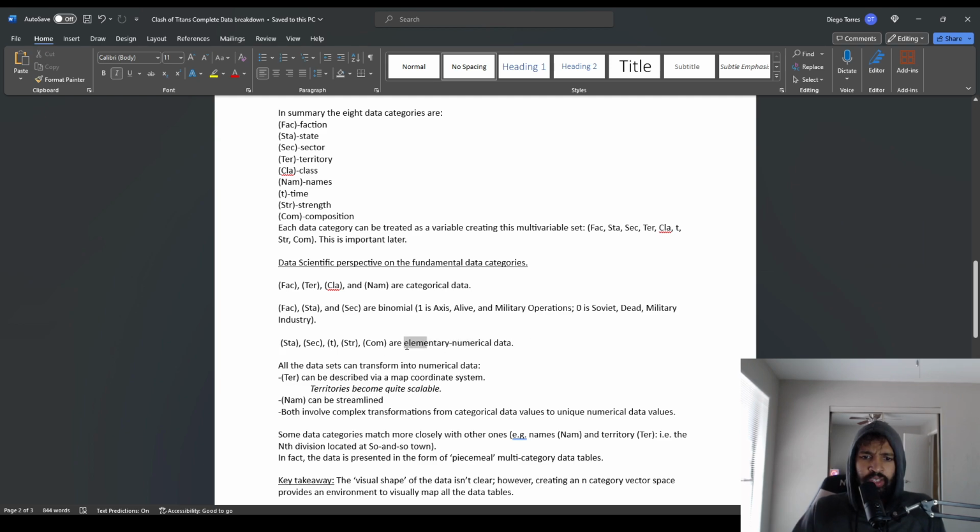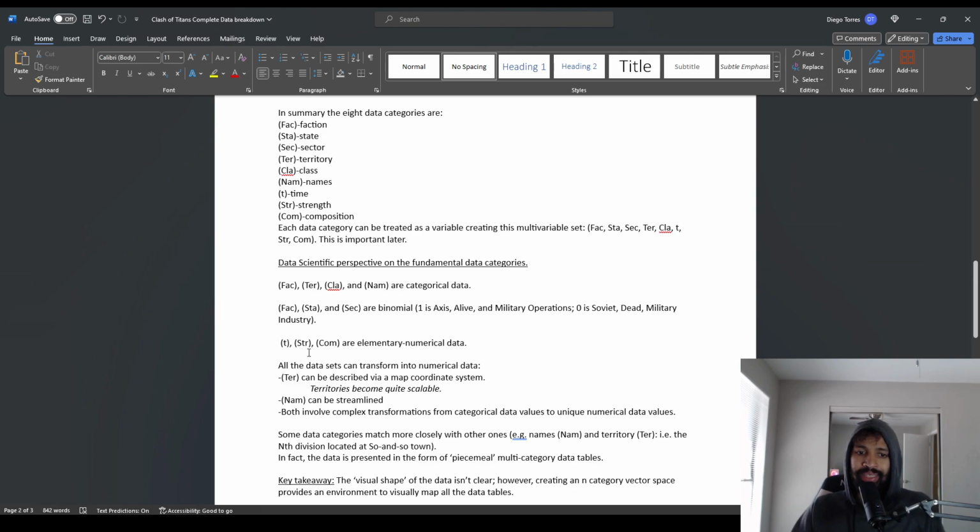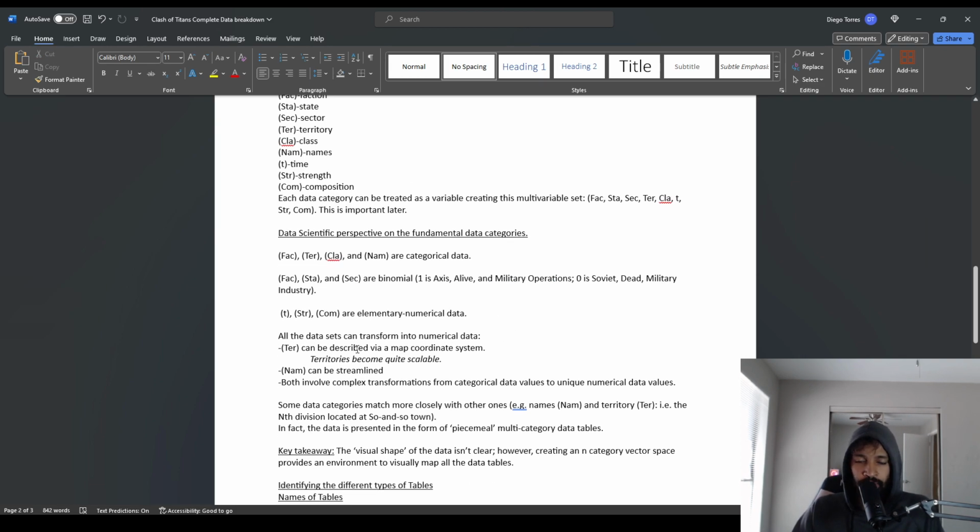I have some data sets here called elementary numerical data. They're just obviously numerical. So this includes things like the status, now that it's binomial, sector, it's also going to be binomial. Time, I think, is a little bit more obvious. Strength, composition. I may even get rid of these two as calling them elementary numerical. But time, the strength of units, the hundreds of thousands of troops in so and so battle, and also the composition, how many divisions are fighting in that battle. That's very clearly numerical data, and it's a spectrum of numbers, right?